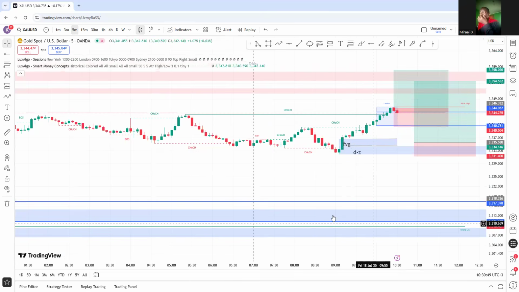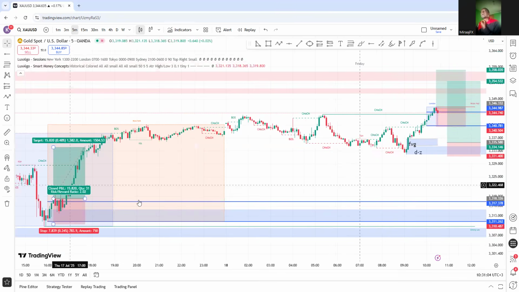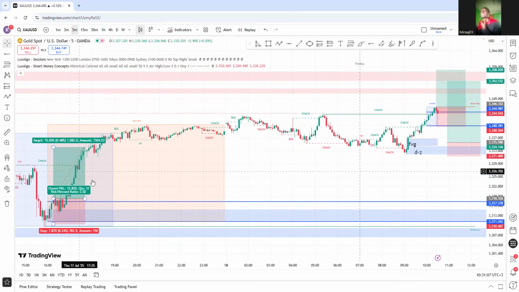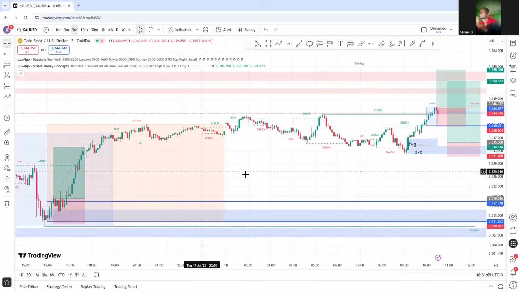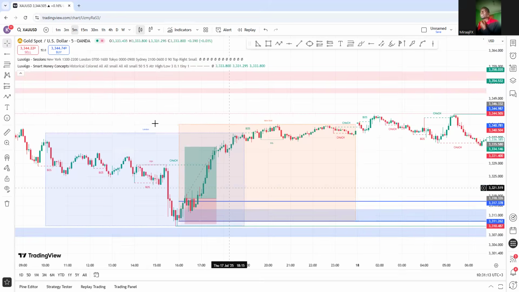It has not come down to this demand zone, but at least it has given us a few more changes of character. So if this market comes back down here, this would actually be your best entry, because on the previous session, this was clearly our low. Like this was our low, and then we also have this massive fair value gap on the high time frame that we're expecting the market to come down to. So that is the New York session.